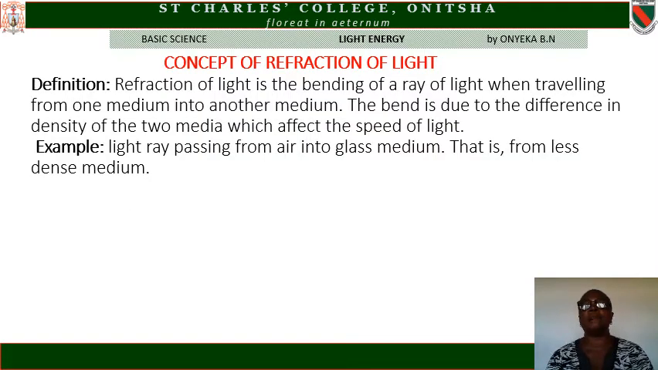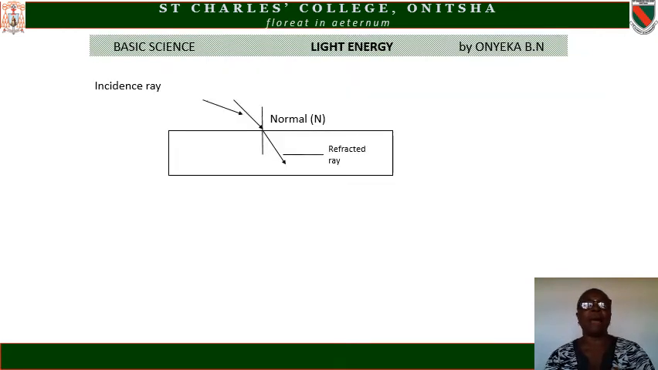Concept of refraction of light. Definition. Refraction of light is the bending of a ray of light when traveling from one medium into another medium. The bend is due to the difference in density of the two media, which affects the speed of light. Example: a light ray passing from air into a glass medium, that is, from a less dense medium. You see it from the diagram here, using a rectangular glass prism to explain it. You see the incident ray, the normal ray, and the refracted ray.